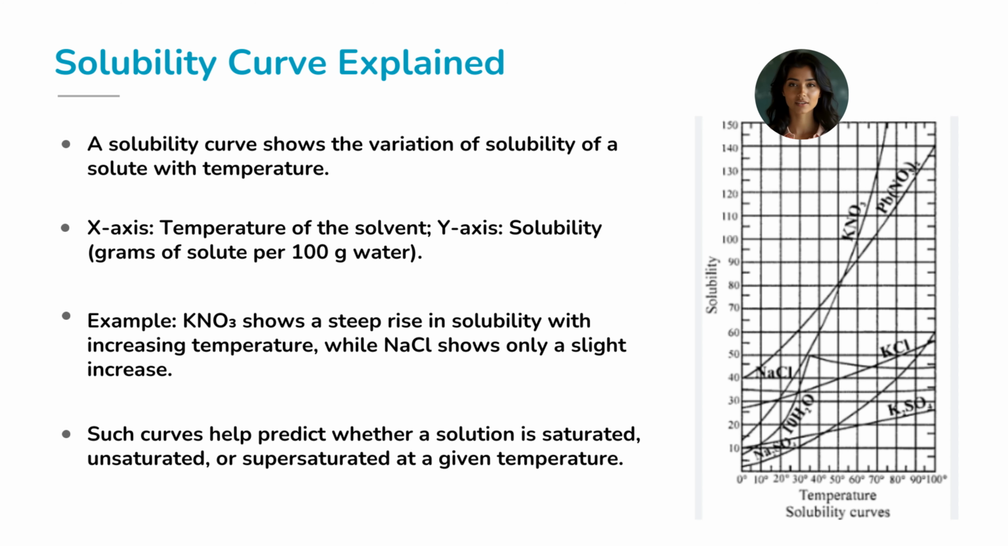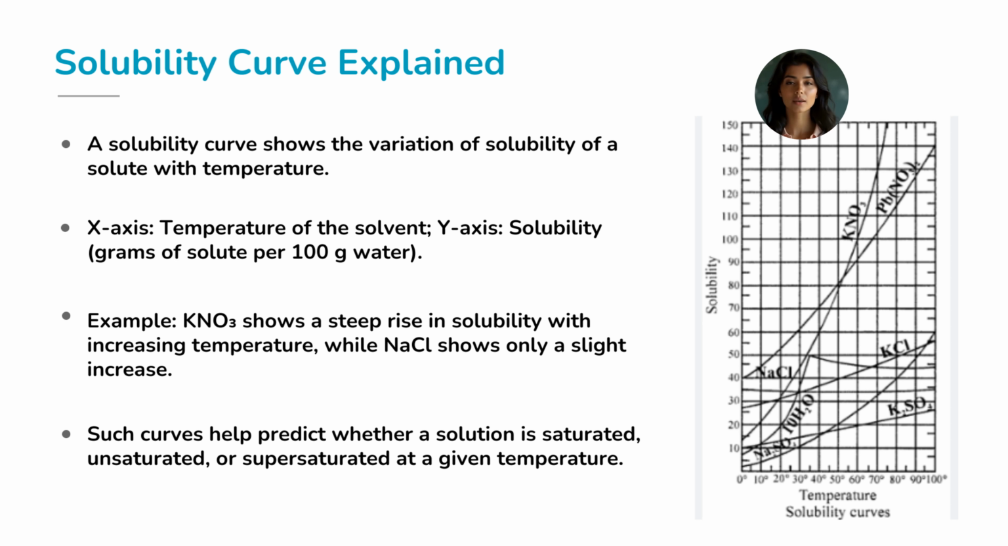Now, let us dive deeper into solubility curves. A solubility curve is simply a graph showing how solubility varies with temperature. On the horizontal axis, or x-axis, we place temperature of the solvent. On the vertical axis, or y-axis, we plot solubility, usually expressed as grams of solute per 100 grams of water. Each substance has its own unique solubility curve.